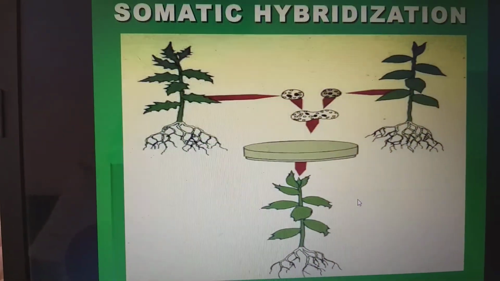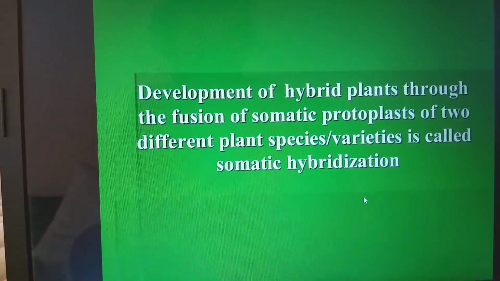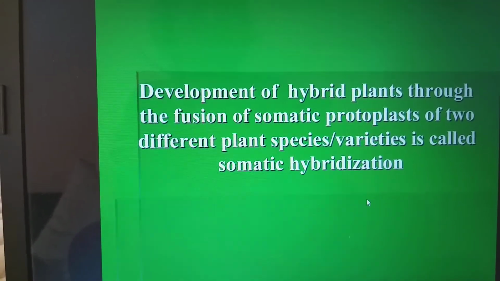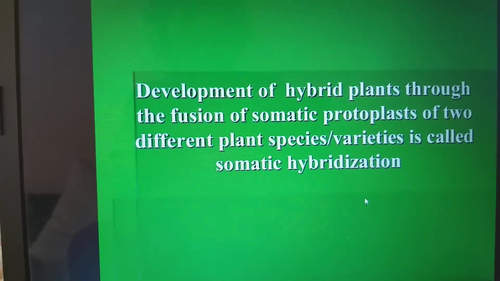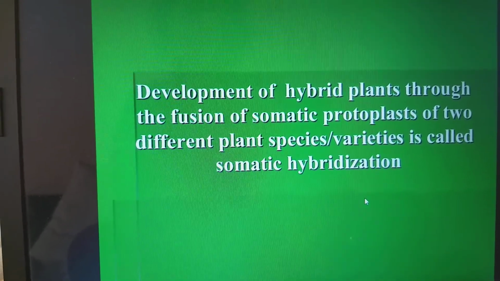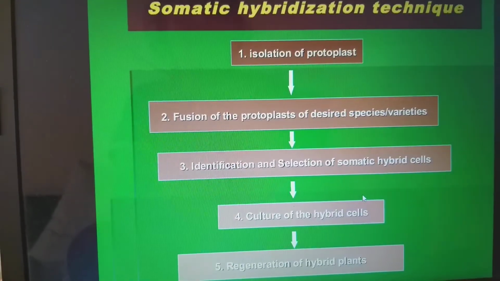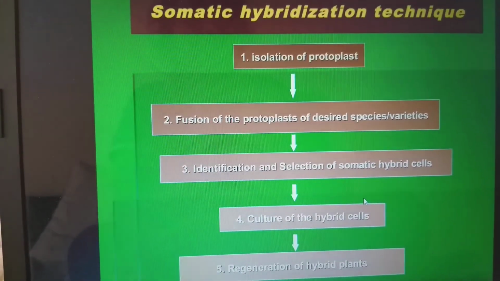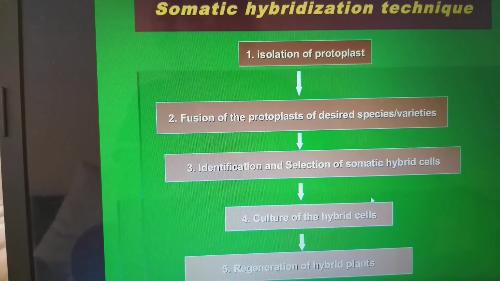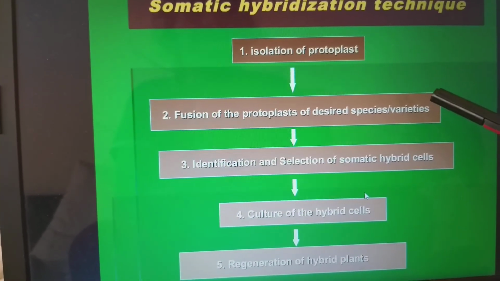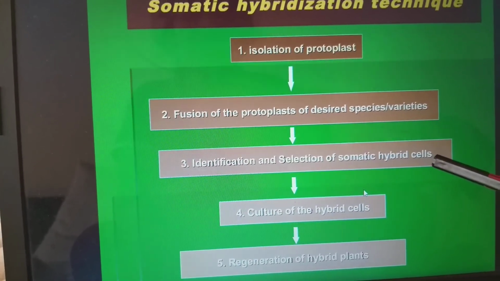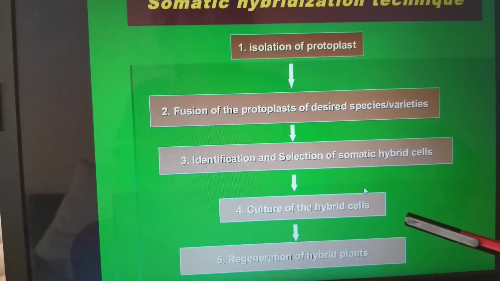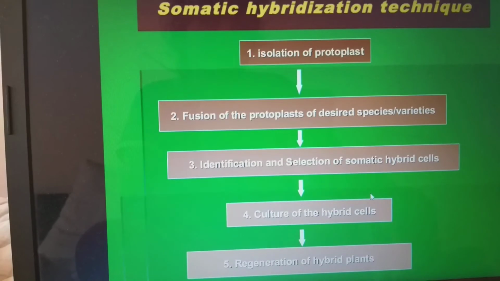So, somatic hybridization. What does somatic hybridization mean? Development of hybrid plants through the fusion of somatic protoplasts of two different plant species or varieties, which we call somatic hybridization. The somatic hybridization technique involves isolation of protoplast, fusion of protoplasts of desired varieties, identification and selection of somatic hybrid cells, culture of the hybrid cells, and generation of hybrid plants.